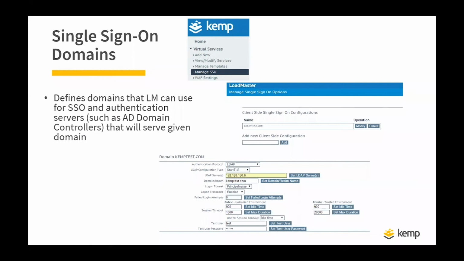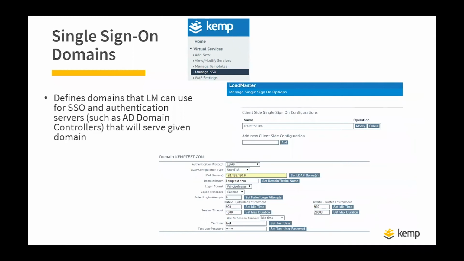Now, onto the single sign-on domain section. What this part is that you need to create a domain in order to enable our reverse proxy to be used. It's pretty straightforward. So in this example, we're using kemptest.com as the domain. And once we're inside kemptest.com, we're going to be choosing the authentication protocol. In this example, we're using LDAP.